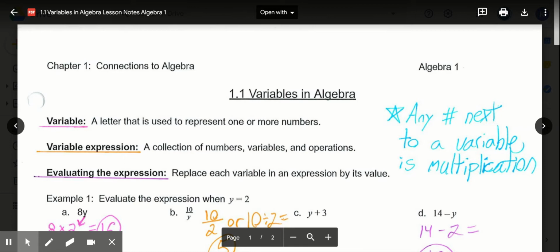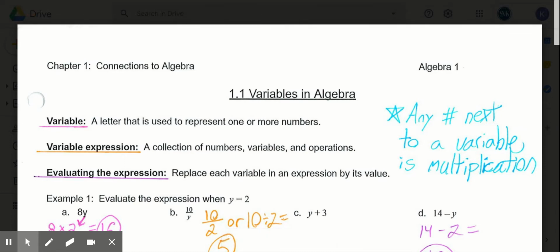Our next definition is the idea of a variable expression. So a variable expression is a collection of numbers, variables, and operations. Now, what makes an expression different than an equation? Those are two words you'll hear a lot throughout algebra: expression and equation. So an expression is a collection of numbers, variables, and operations. Operations meaning addition, subtraction, division, multiplication, squares, square roots, etc.